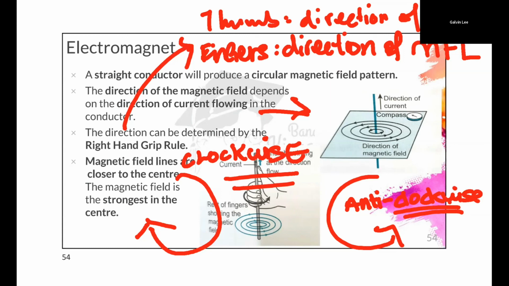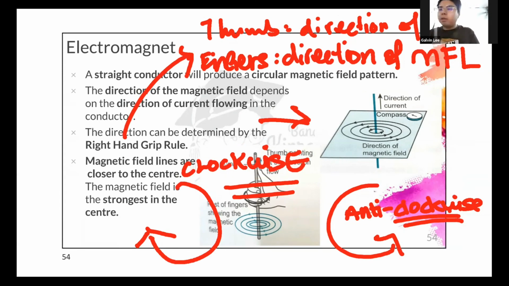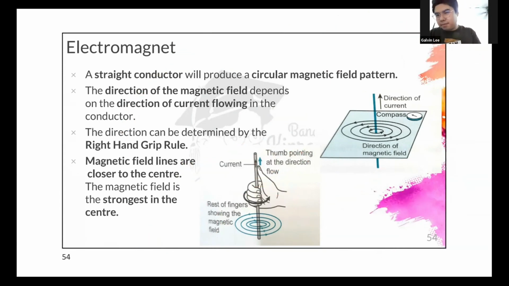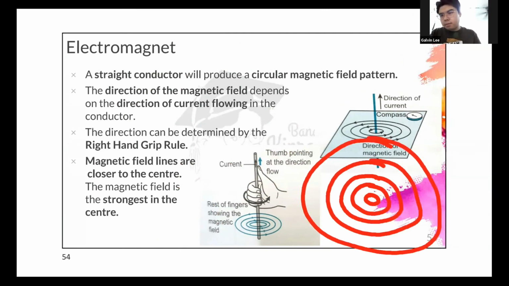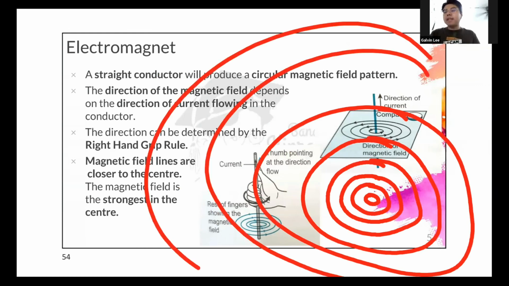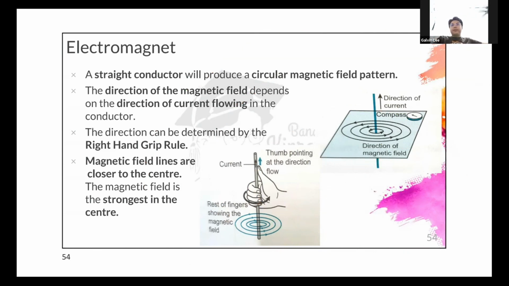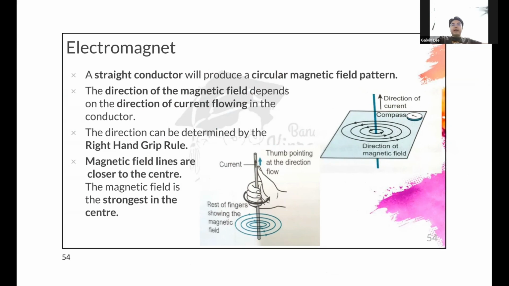So if you look from the top, what you can see is this. You can see that the magnetic field lines will get further and further apart. All right. So yes, that is regarding the electromagnet.